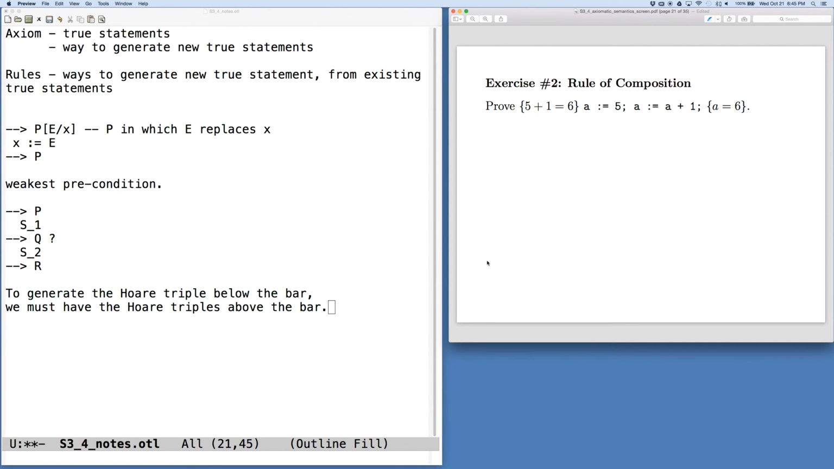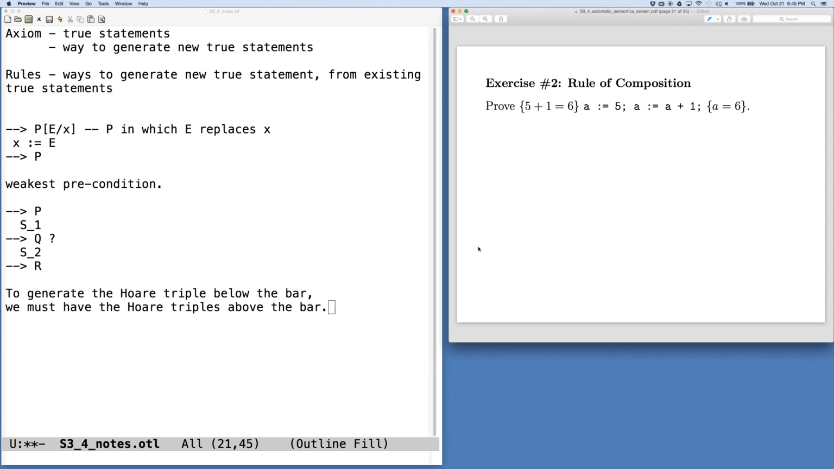All right, and so here's another exercise to try and figure out, well, what is Q going to be that fits in between these two assignment statements? And so what we want to do here is take that postcondition A equals 6, and we can use the axiom of assignment to generate the Q that must be true between these, and then use that Q as the postcondition for the first assignment.